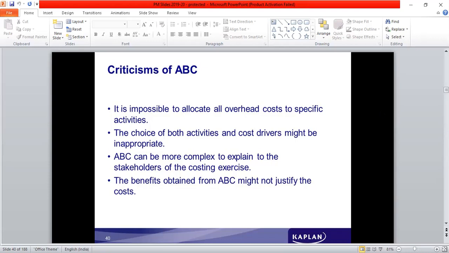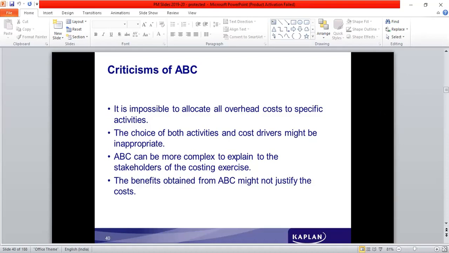Then, if they make a mistake in identifying the cost driver, the rest of it also would go wrong. Then ABC can be more complex to explain to the stakeholders of the costing exercise. So there are non financial professionals also in the organization, the top management or any level. We see that there are certain non accounting, non finance related professionals also. They do not understand the intricacies of this particular system.